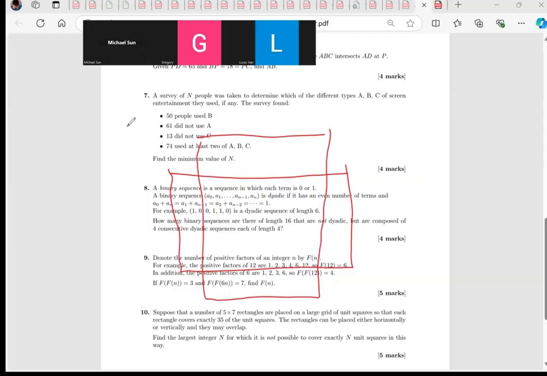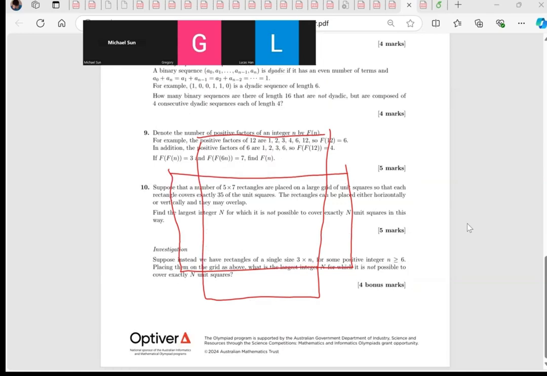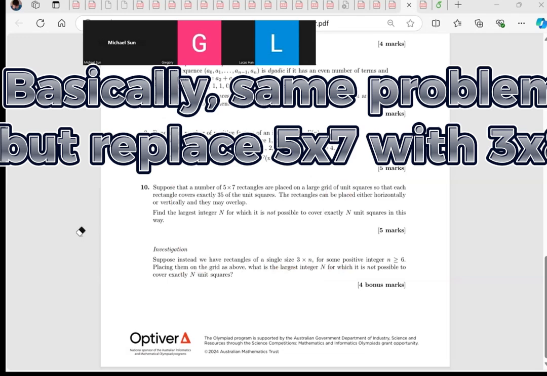We shall investigate the investigation. Suppose, instead, we have rectangles of size 3 by n, for some integer n greater than or equal to 6, placing them on the grid as above. What is the largest integer n for which it is not possible to cover exactly n unit squares? So, basically the same problem as 10, but replace 5 by 7 with 3 by n.